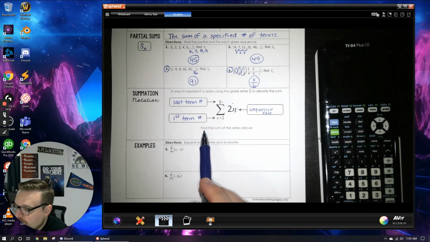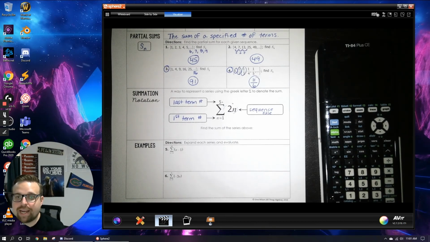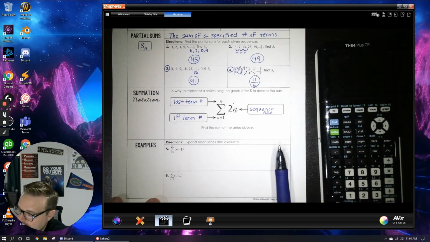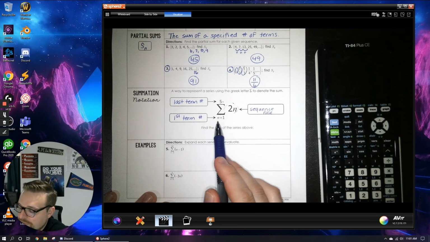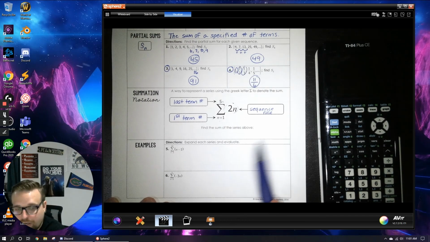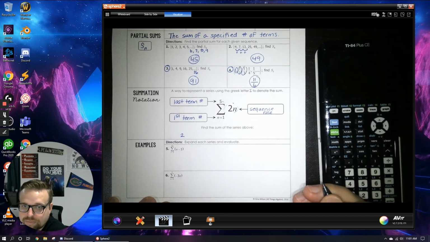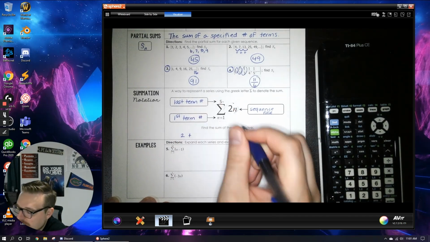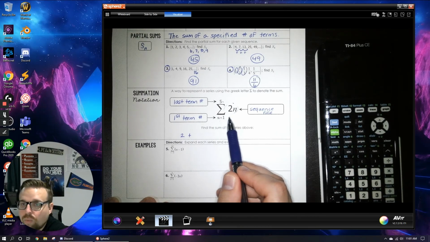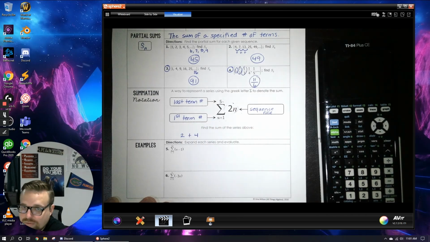This is a complete problem, so we can actually find the sum of this series. What's the summation here? For the first term, when n is 1, we're going to calculate 2 times n. If n is 1, then 2 times 1 gives me 2. So the first term is 2. Let's find the second term. When n is 2, 2 times 2 gives me 4. So this is going to be plus 4.